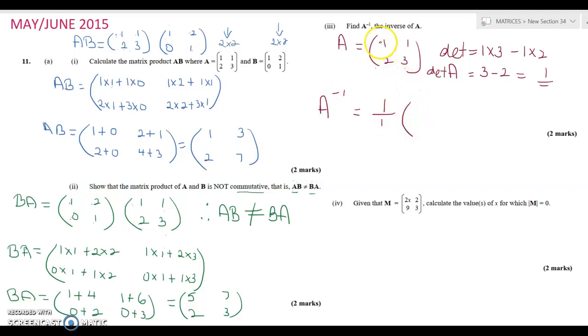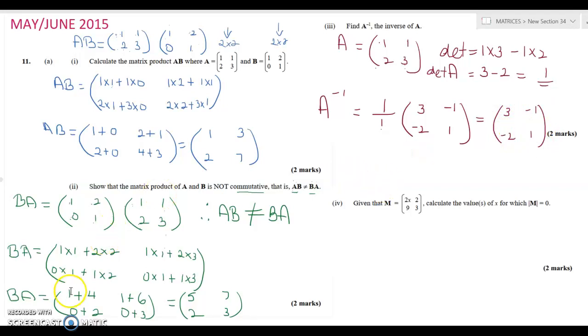The new matrix consists of the first diagonal, where the numbers switch: 3 comes here, 1 comes here. And the second diagonal, the numbers remain the same, but we change their sign. And that's it. And this is 1 over 1 on the outside, so you could just simply write 3, minus 2, 1, because 1 divided by 1 is just simply 1, right? And you don't need to write it.